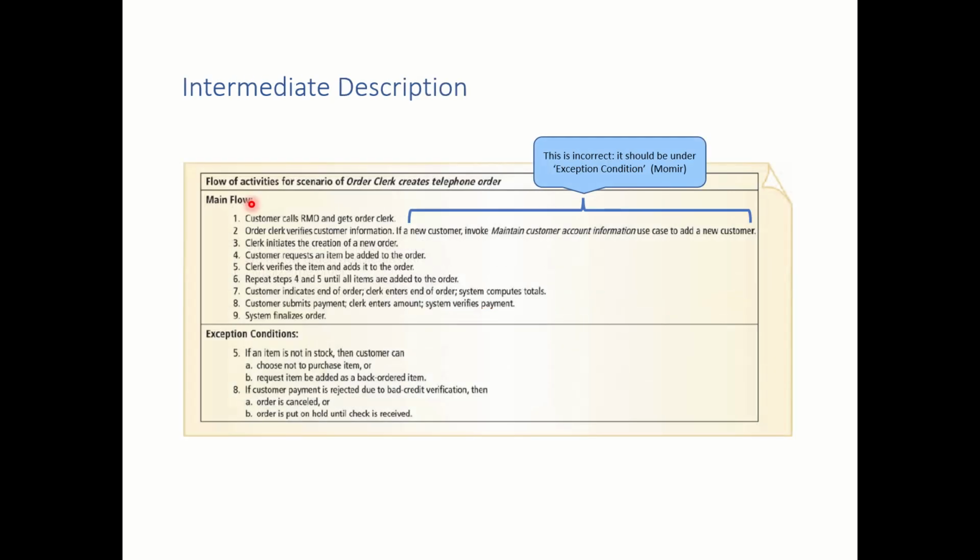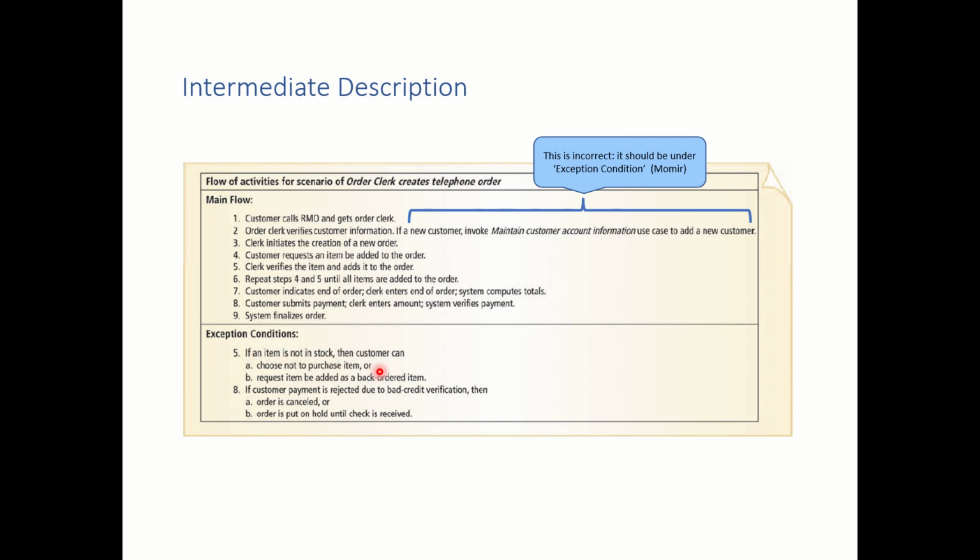Now you can have an intermediate description. In the intermediate description, you have the flow of activities, right? So the main flow: the customer calls RMO to place the order, then the order clerk verifies. Who does that? And if it's a new customer, invoke the maintain customer information use case. You can add this as an exceptional condition that you will identify later. These are all the major things. And if an item is not in stock, what has to be done?